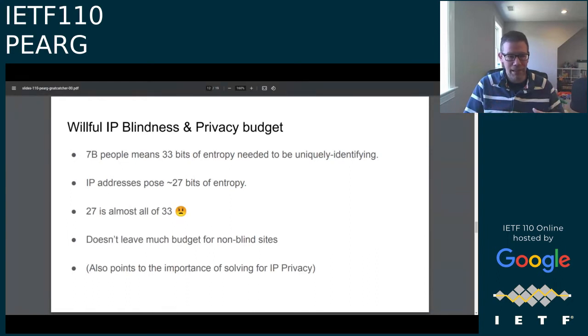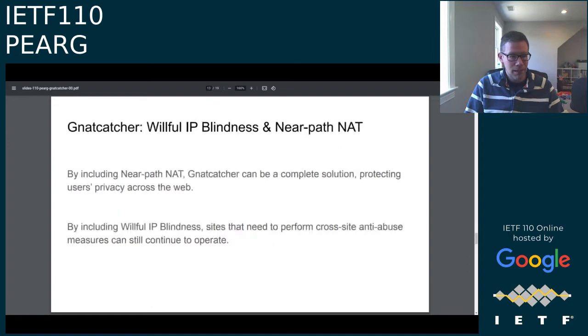And willful IP blindness makes sense in some cases, but sites that aren't willfully IP blind are still going to have almost no privacy budget. So we really need another piece to this puzzle to solve it. And so this is where NAT Catcher comes in. NAT Catcher, as I said, is the hybrid of willful IP blindness and the near-path NAT. And by bringing in the near-path NAT proposal, NAT Catcher becomes more of a complete solution. And by having willful IP blindness, we still allow for sites that need to do cross-site anti-abuse measures so that they can keep working.